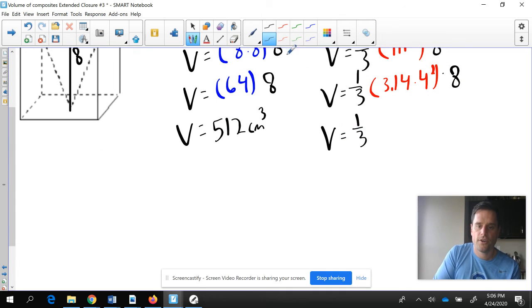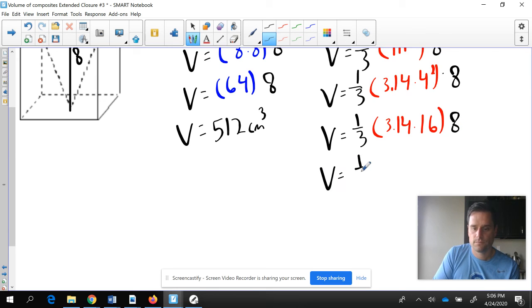So we're going to find 1/3 of 3.14 times 16 times the 8. Again, you always want to square first. And let's take 3.14. I don't mind if you use a calculator for this one. And you get 50.24 times the 8.